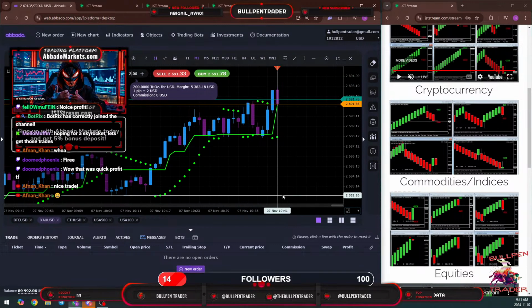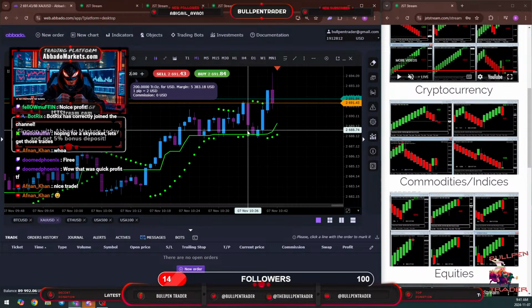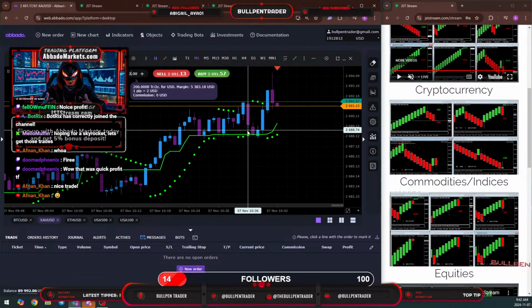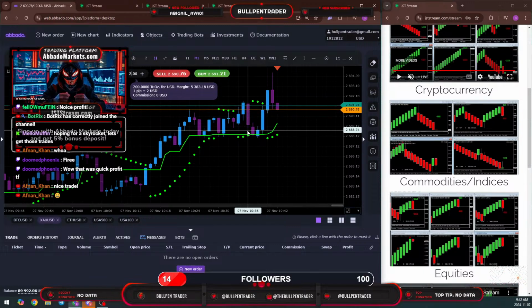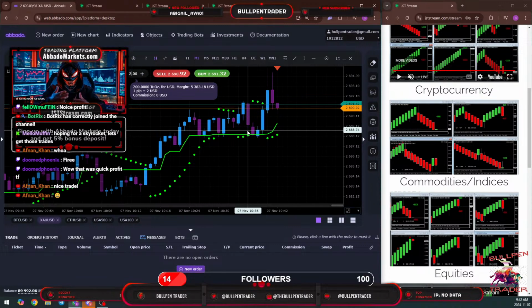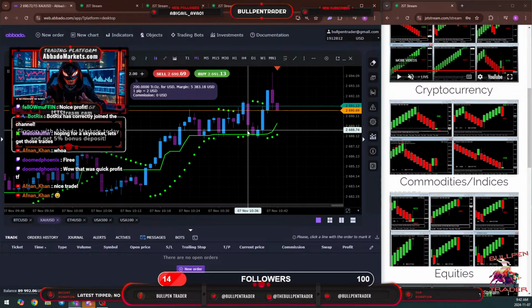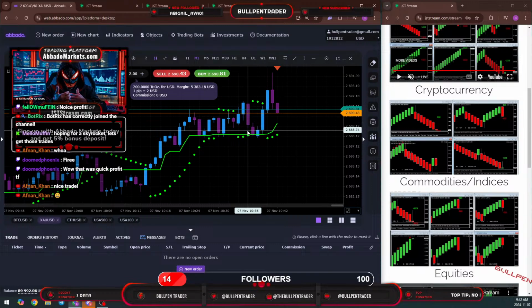I'll even limit my risk lower, just because it is quite volatile today. I'm going to limit my risk even more, lower my lot size to 2 lots, and see if I can enter some trades like that, just to be extra safe.